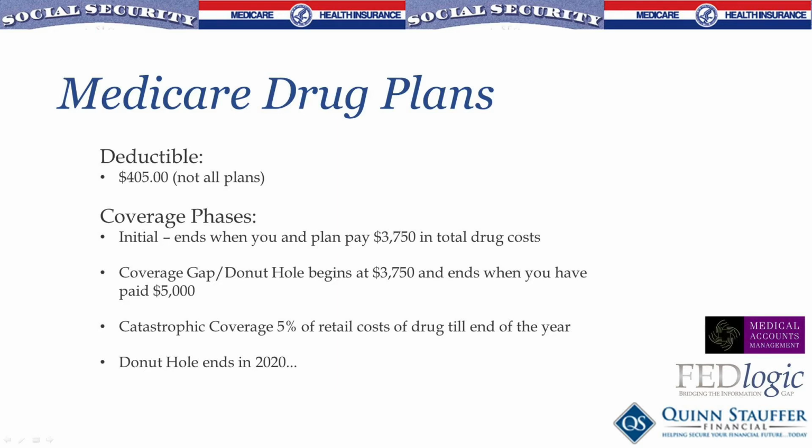Once that deductible is met, then you're in what they call the initial coverage phase. And the initial coverage phase is typically when you get your lowest copay for your medication. That initial coverage phase ends and you fall into the donut hole, if you've ever heard that phrase, or the coverage gap, in 2018 when you and your drug plan together have paid $3,750 towards the purchase of your medications.